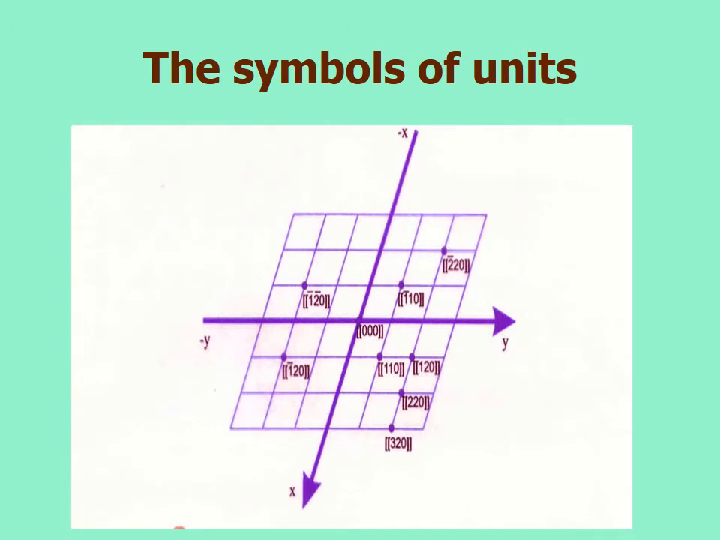Here, for example, take the unit with the symbol 1, -2, 0: in the first place is the coordinate x, in the second place the coordinate y, and in the third place the coordinate z. The coordinate z in this case is absent. This unit, for example, is -x, 1 and 1, 2, -y. Here you can see 1, -2, and 0. This set is the symbol of this unit.